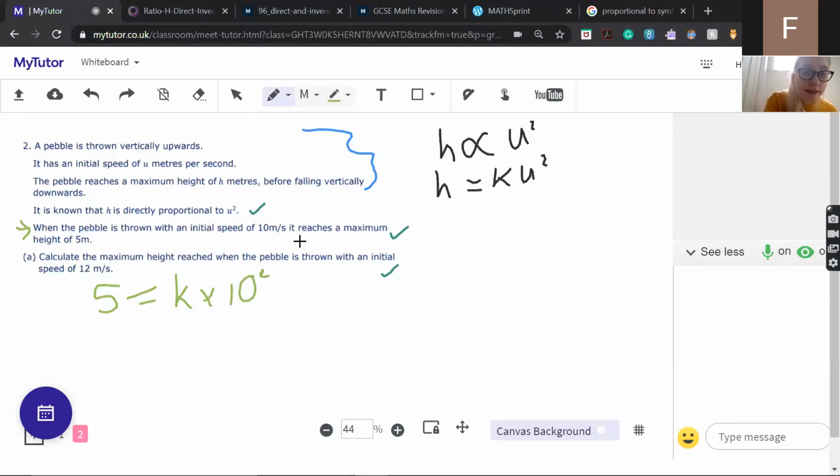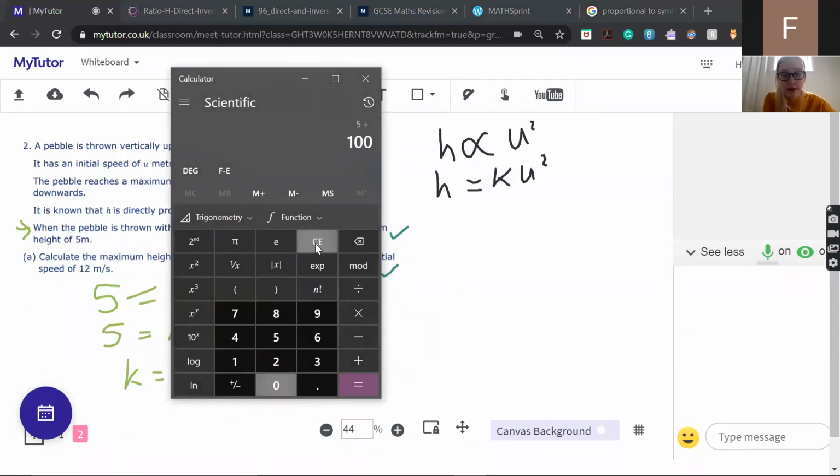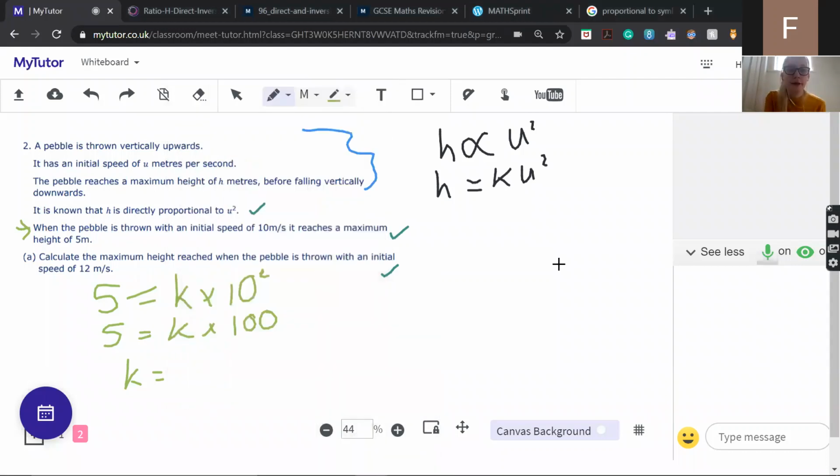So now I can see 5 equals k times 100. So k is going to be 5 divided by 100. Let's see what that gives us. 0.05. So there's our constant there.